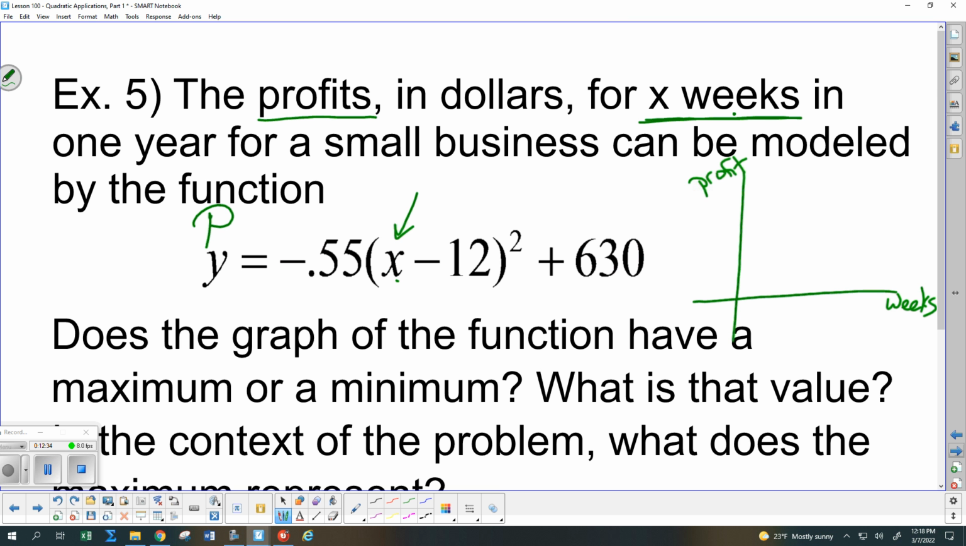It's going to open down. Tell me the vertex. Is it in vertex form, hint, hint? Is it in the form where you can look at it and tell me what the vertex is, Yo-Yo? What's the vertex?